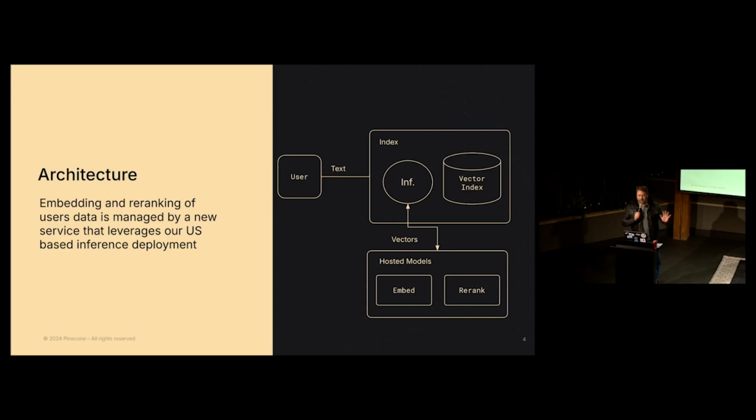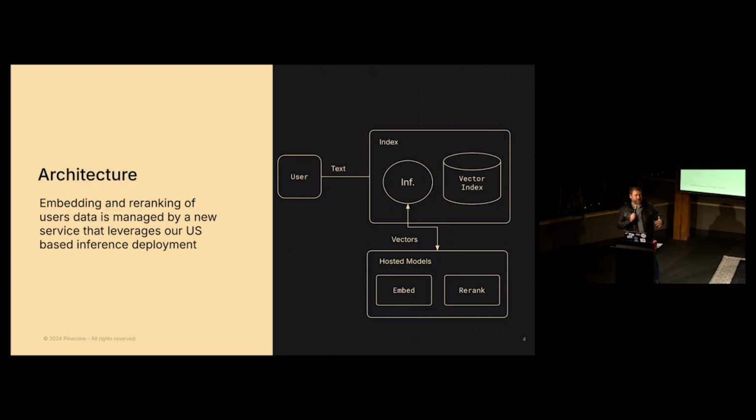The architecture will typically look something like this, where you have the user inputting their text, you have the hosted models and the index all separate. Again, a lot of hoops to jump through just to get an answer to your end user.